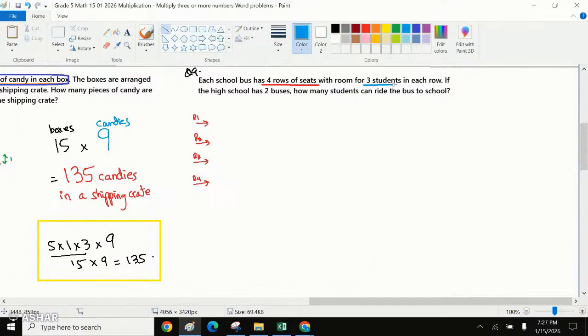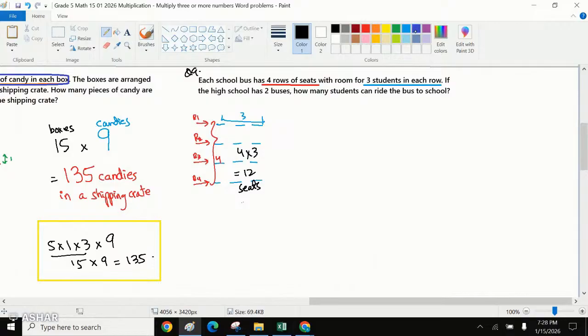and 3 students in each row. That means 1 seat, 2, 3, right? So can we say how many seats would be there? You don't have to draw this drawing. I'm just trying to explain, right? There were 4 rows and there were 3 columns, right? So can we say that 4 multiplied by 3, that is 12 seats per bus, right?